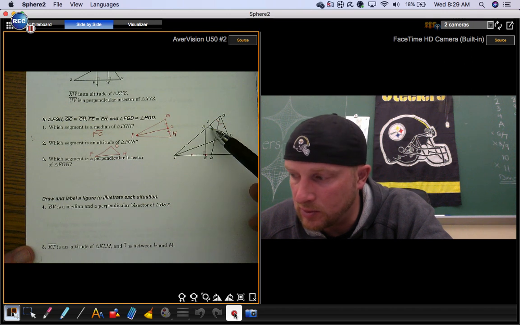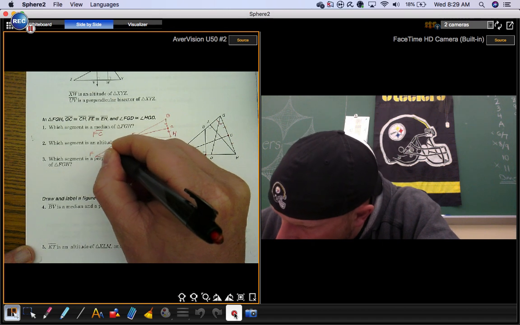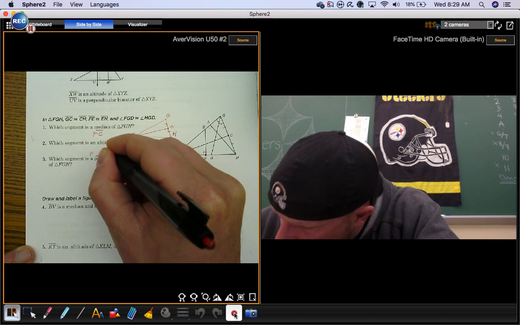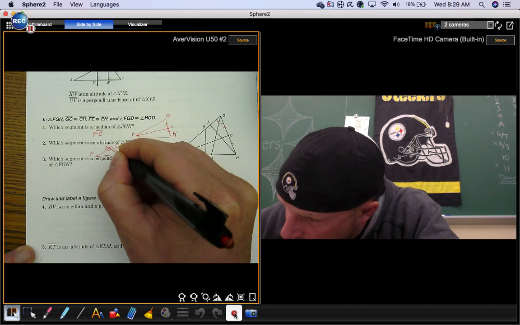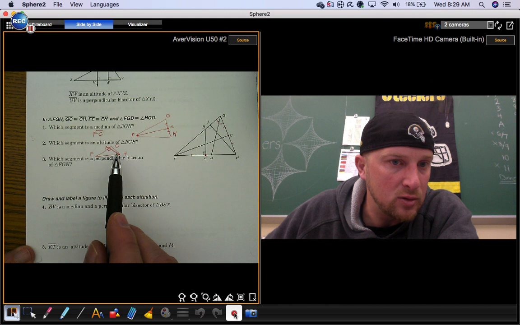This one has a right angle. Does it touch a vertex? Yeah, it does. So even though it kind of doesn't look like it on my picture, that segment AH does both things that it needs to do. It touches a right angle and a vertex.